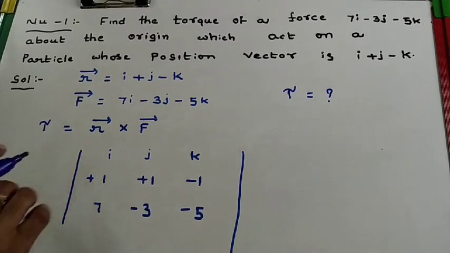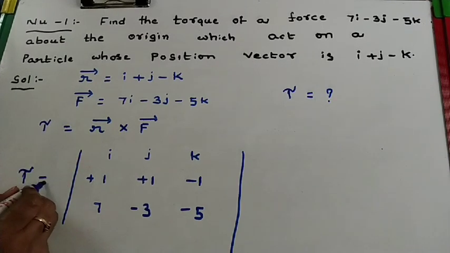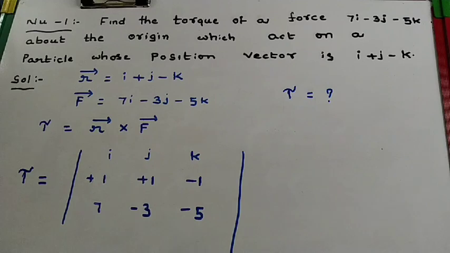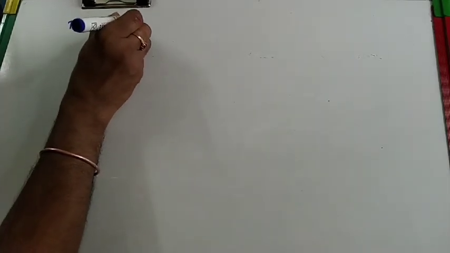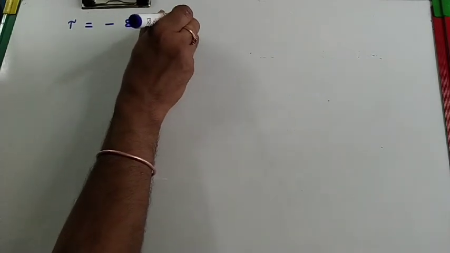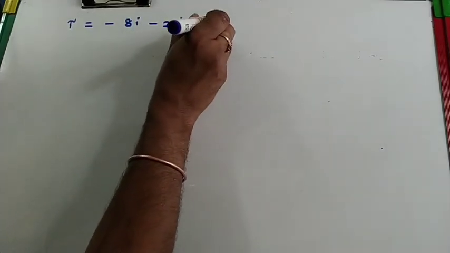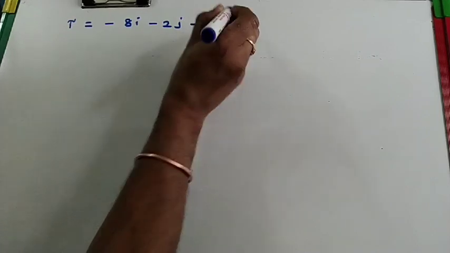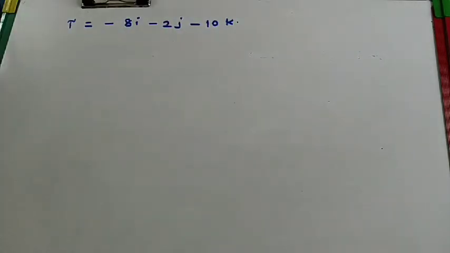This is the torque. Now, therefore, the torque tau is equal to minus 8i minus 2j minus 10k. Now go for question number 2.